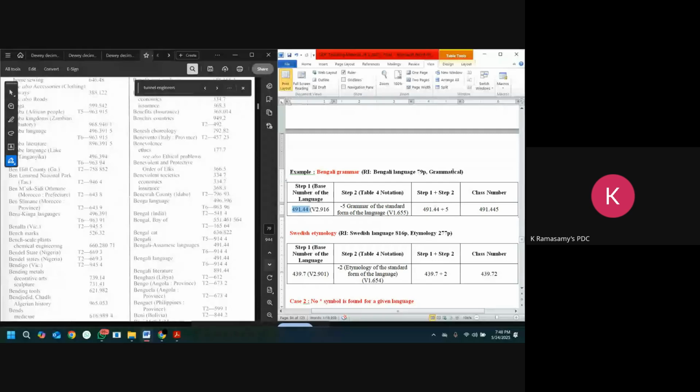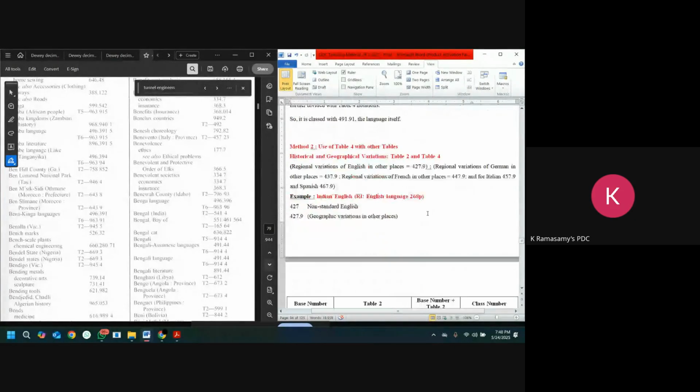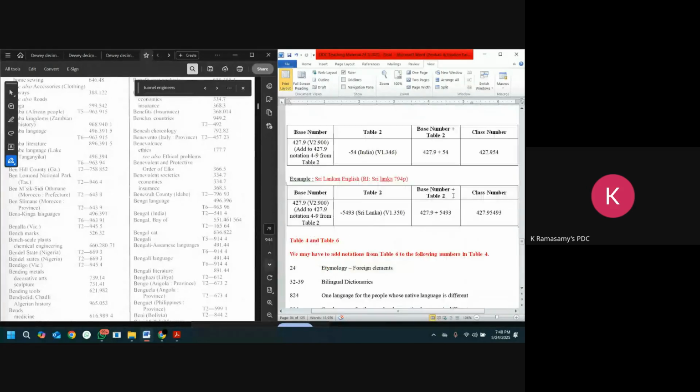491.44. Now, what is the number for grammar? 5. This number 5 is taken from table 4. This number 5 for grammar, taken from table 4, can be added to any number taken from 420 to 490. You can add it, absolutely no problem. So, Bengali grammar, you can add this. Okay, good. Then I'll give another example of how this can be added.